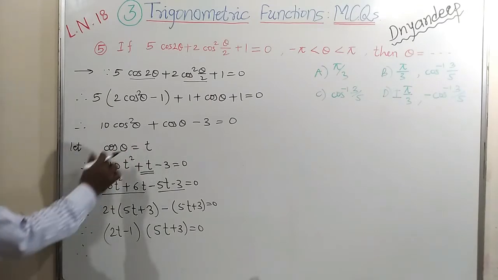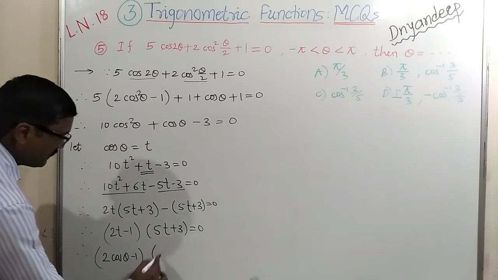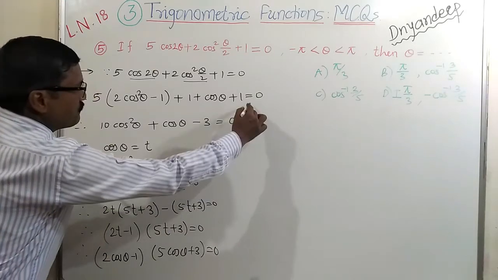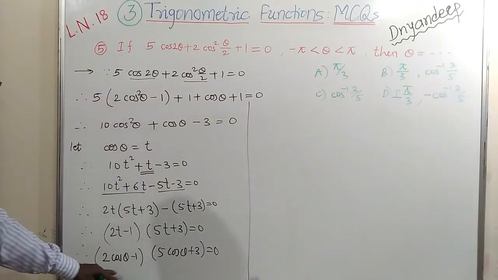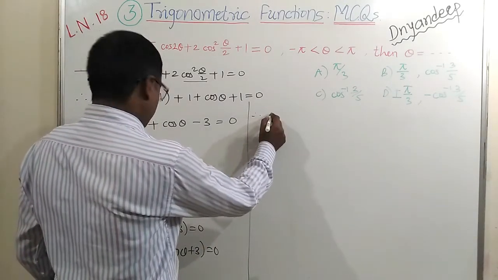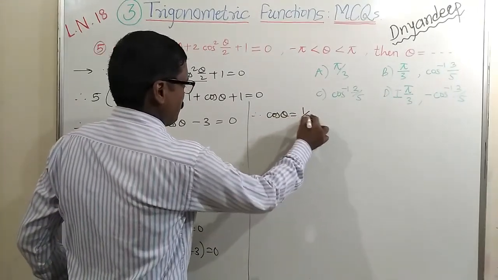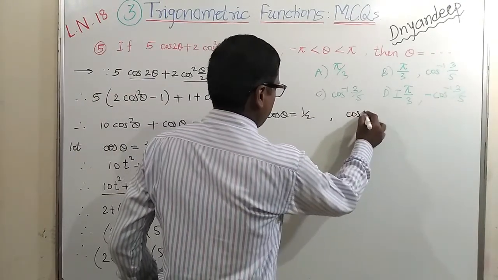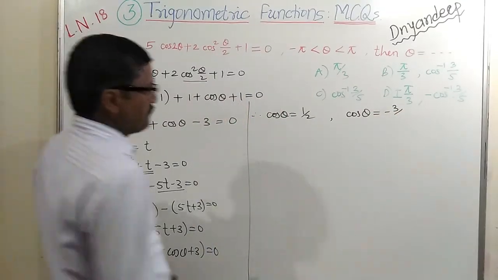Therefore, putting t equal to cos theta, we get (2 cos theta minus 1)(5 cos theta plus 3) equal to 0. This is the first part, in which we got the factors of this equation. So we get cos theta equal to half, and from this we get cos theta is equal to minus 3 by 5.